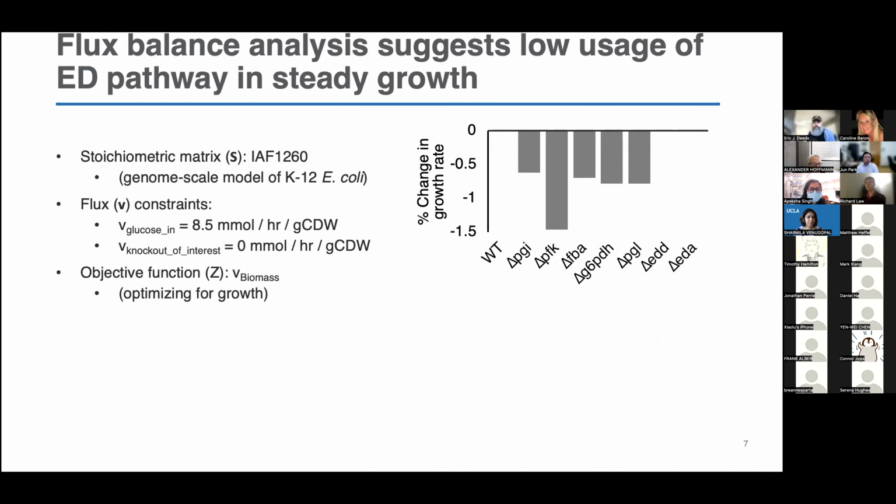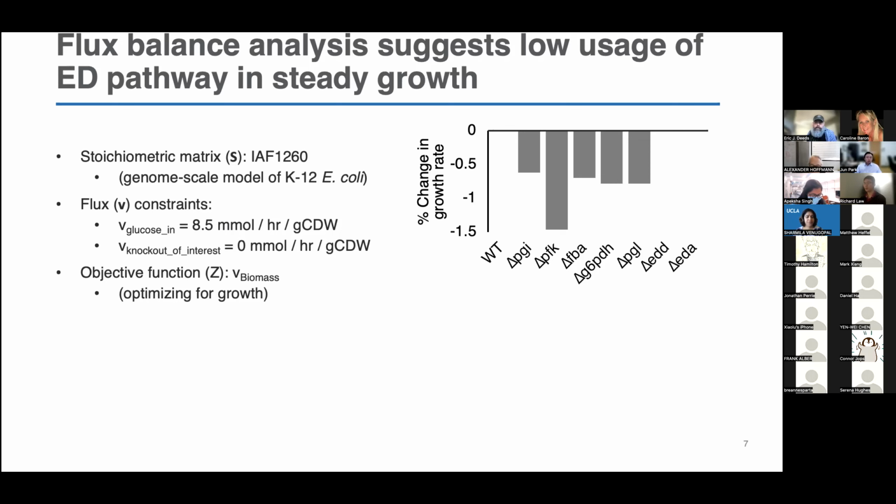And in doing so, we just constrain our fluxes to 0 millimoles per hour per gram cell weight. And what you can see on the right is that while knocking out some of the key steps in the EMP glycolysis has an effect on the cellular growth rate inside the FBA model of steady state growth, knocking out of the ED pathway enzymes, which are delta EDD and EDA on the far right, have little to no effect on steady state growth rates.